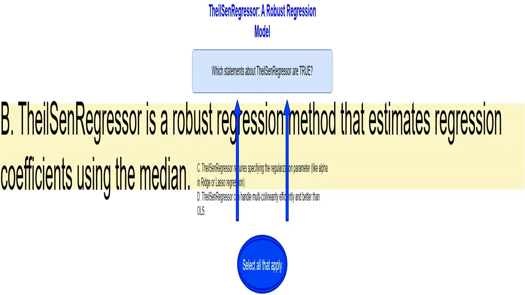This is also true. The core of TheilSenRegressor is its use of the median to estimate the regression coefficients. This median-based approach is the key to its robustness. It's a key advantage in datasets with potential outliers.